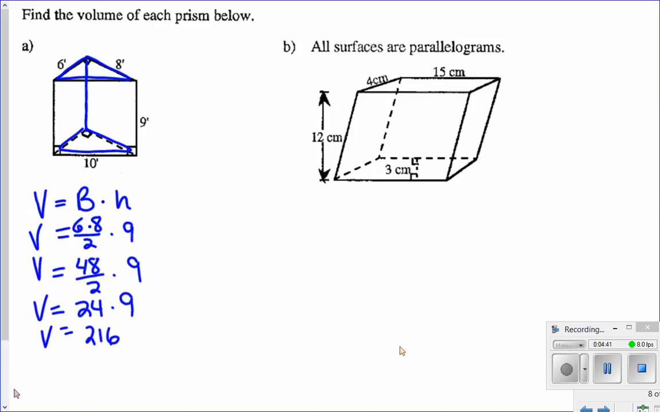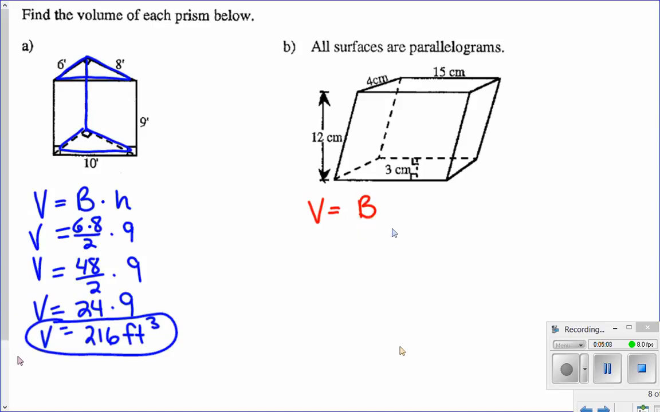And these are feet. And we're finding volume, so that's feet cubed. Okay, let's look at the next one. All right, so this says all surfaces are parallelograms. So we have this prism here with parallelograms for bases. Notice it's slanted. We call that a slanted prism, but that doesn't matter. We're still going to use the same formula.